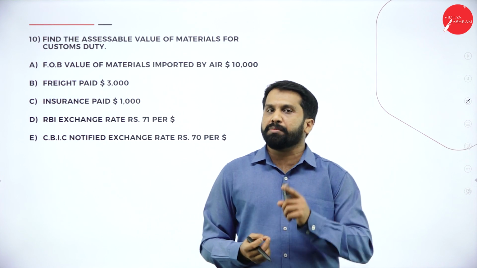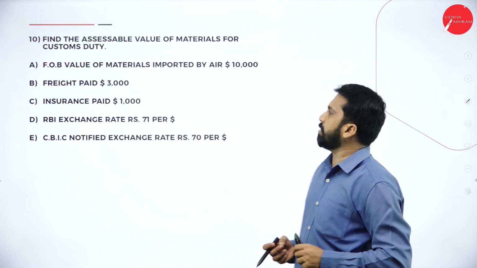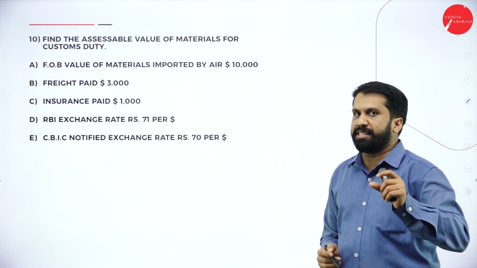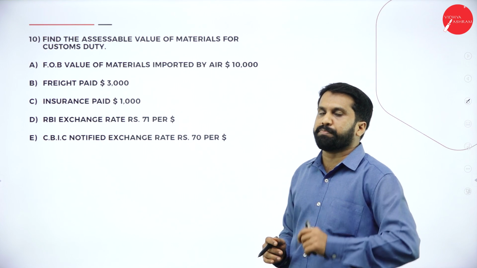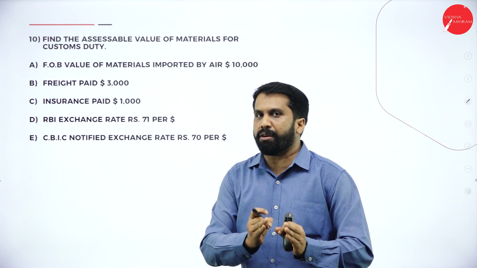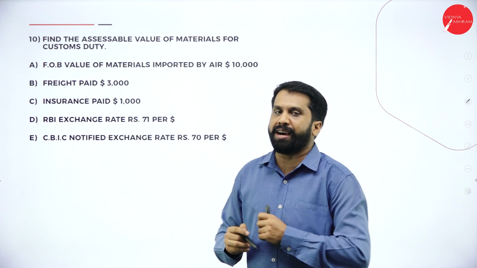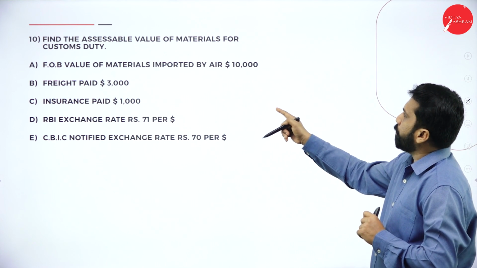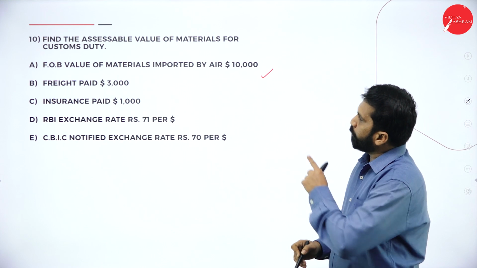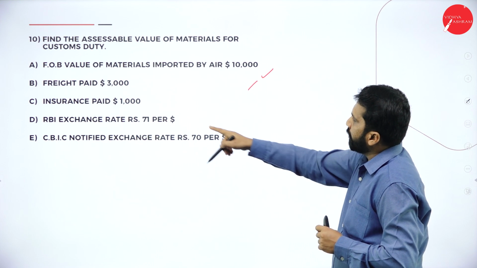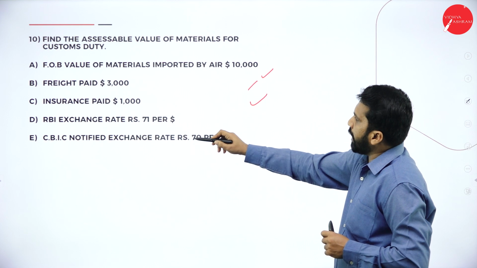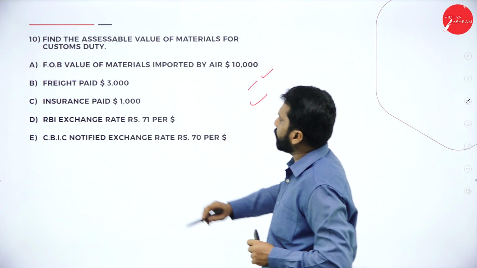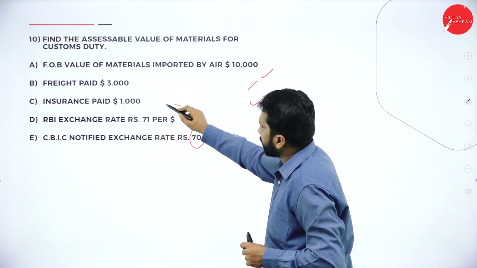Now, the next one. If it is in dollars, remember this is customs duty. Now, find the assessable value. Easy thing. You need not calculate the tax portion here. You just have to calculate the assessable value out of this information. Now, FOB value of material is given. Freight charges given. Insurance given. RBI exchange rate 71 and CBIC notified exchange rate 70.